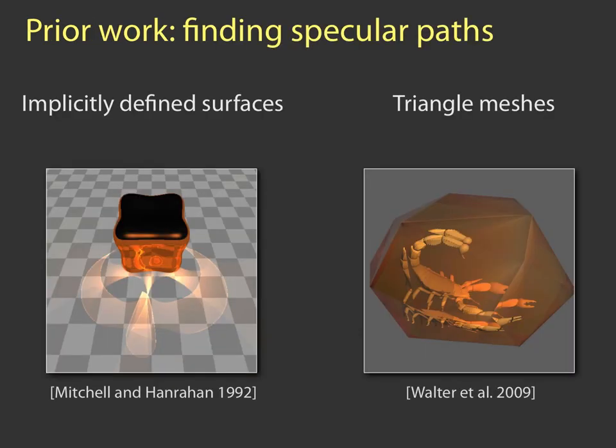Let's start by taking a look at what other people have done about this problem in the past. In 1992, Mitchell and Hanrahan presented a technique for rendering reflections from implicitly defined surfaces. And more recently, Walter et al. proposed a technique for rendering single scattering in objects with triangle mesh boundaries. Both of these projects had to solve an extremely difficult global search problem.